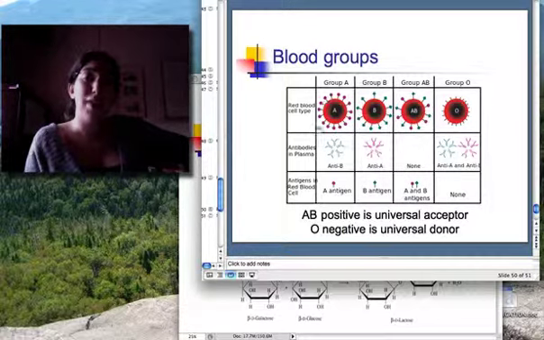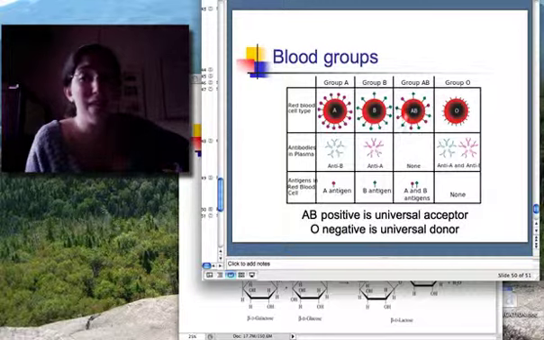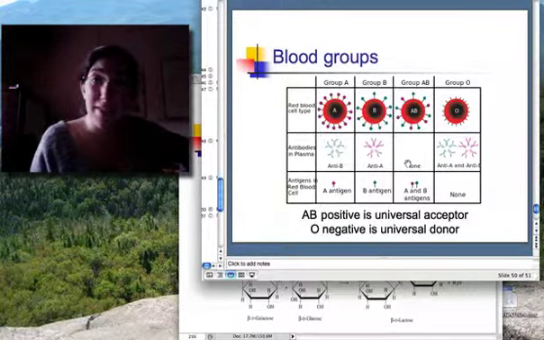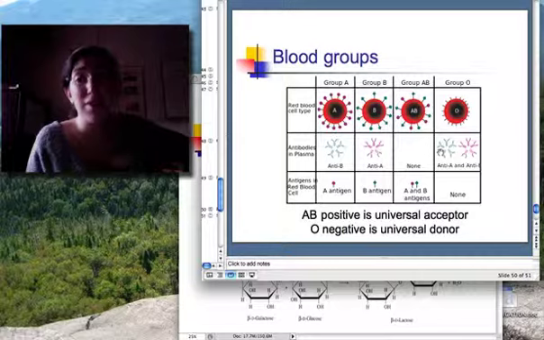Okay? So if you have type A blood, it means you make type B antibodies. If you have type B blood, you make type A antibodies. If you have both A and B in your blood, you don't make any antibodies. If you have type O blood, you make both A and B antibodies. So what does that mean?